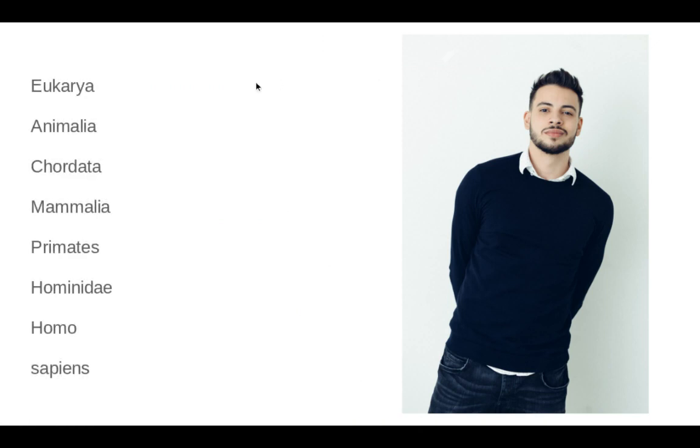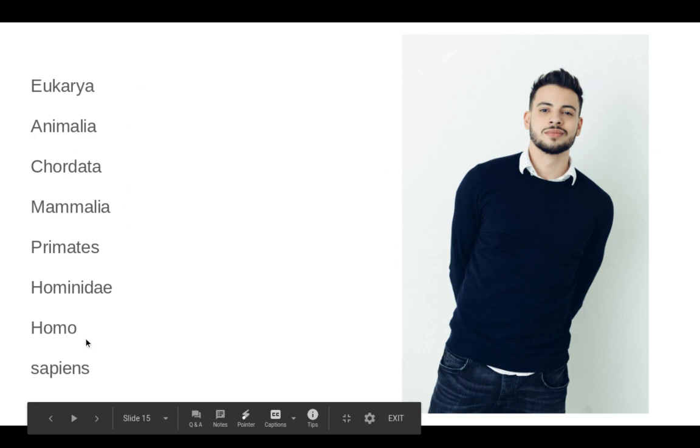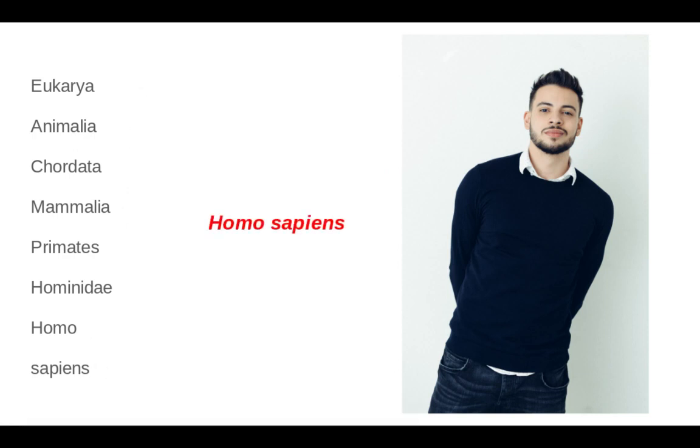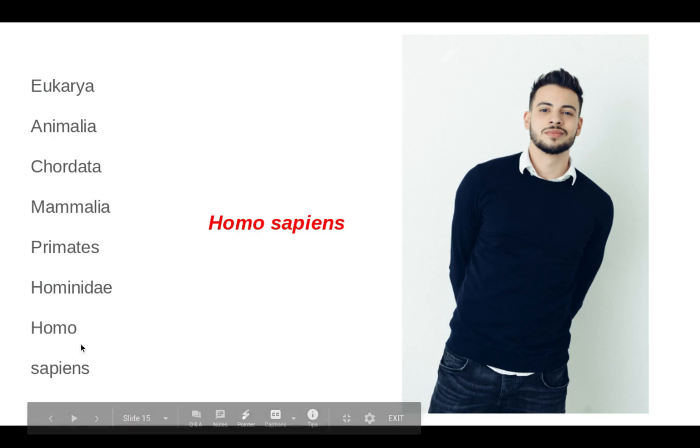So we know that this is a human, but the correct scientific name should be Eukarya, Animalia, Chordata, Mammalia, Primates, Hominidae, Homo sapiens. But most of the time we only use the genus and species, so we just say Homo sapiens. Technically, all of these are part of the name, but just Homo sapiens is fine.